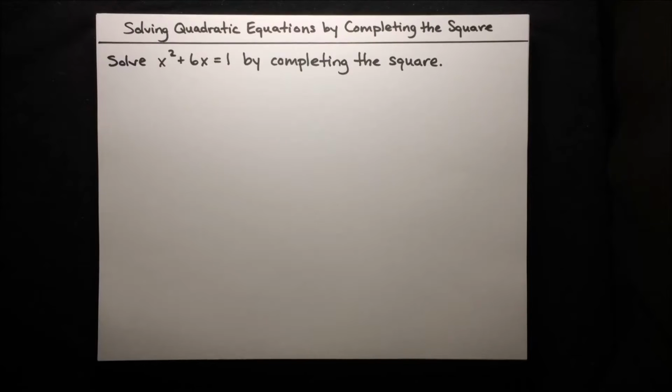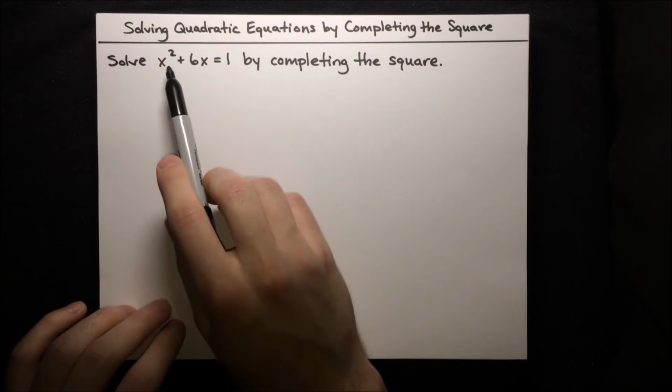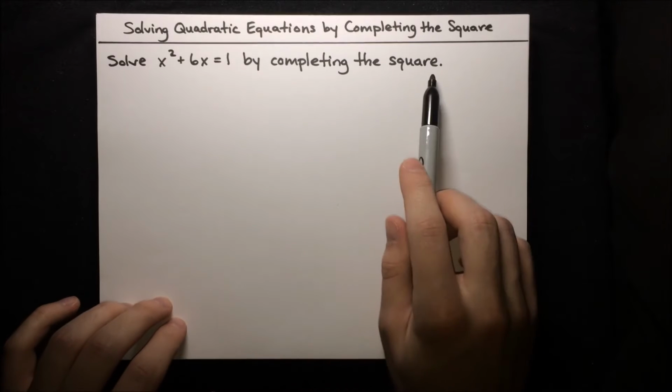In this video, I'm going to show you how to solve quadratic equations by completing the square. Now, we already know how to complete the square on a quadratic expression, but now we will see how to use that technique to solve a quadratic equation. So here we want to solve x squared plus 6x equals 1 by completing the square.